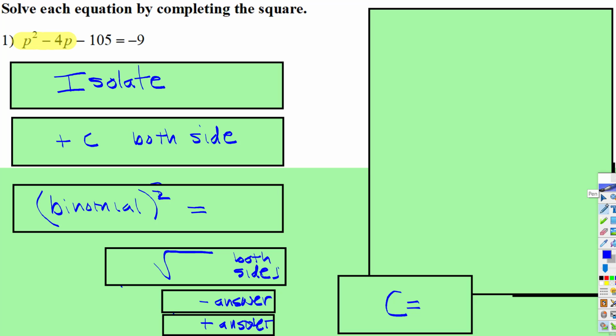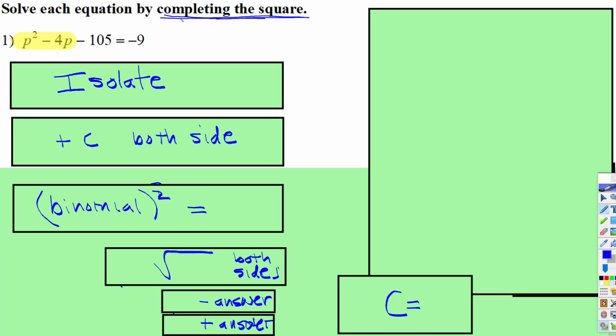Okay, solve each quadratic by completing the square. Just so you know, the quadratic method and completing the square method will always work when solving quadratics. Factoring doesn't always work. So here's the process to complete the square.